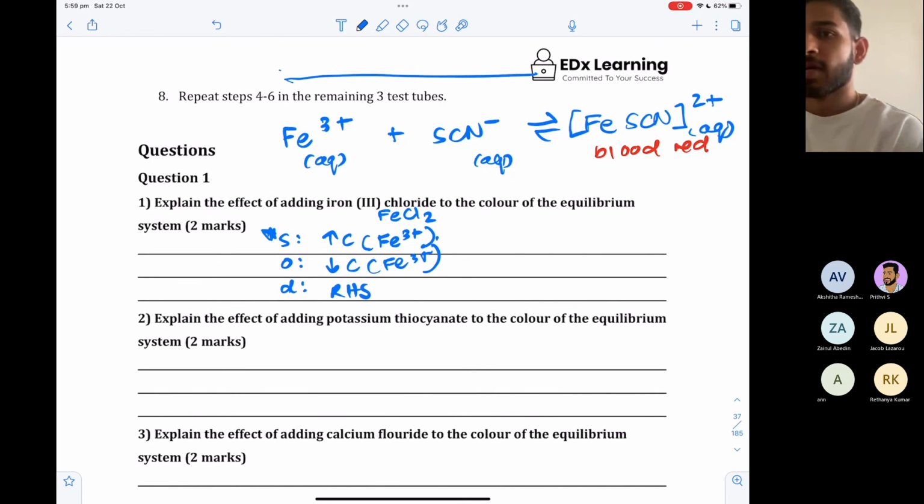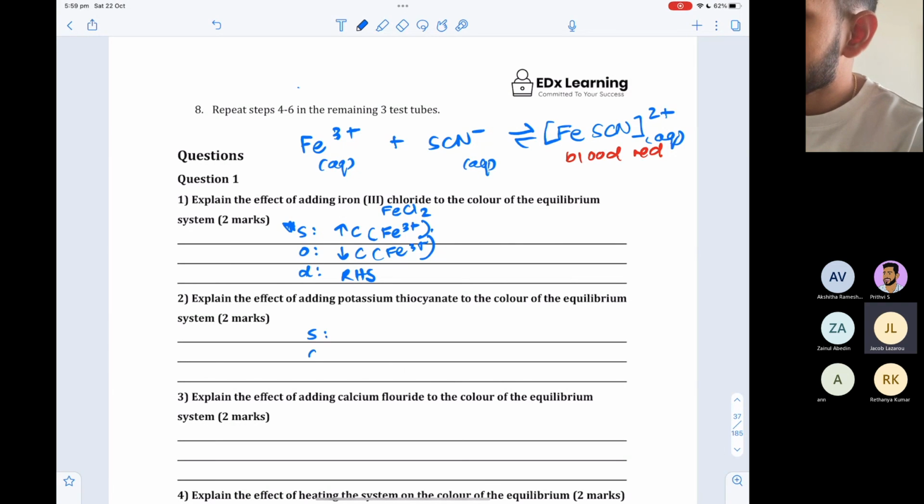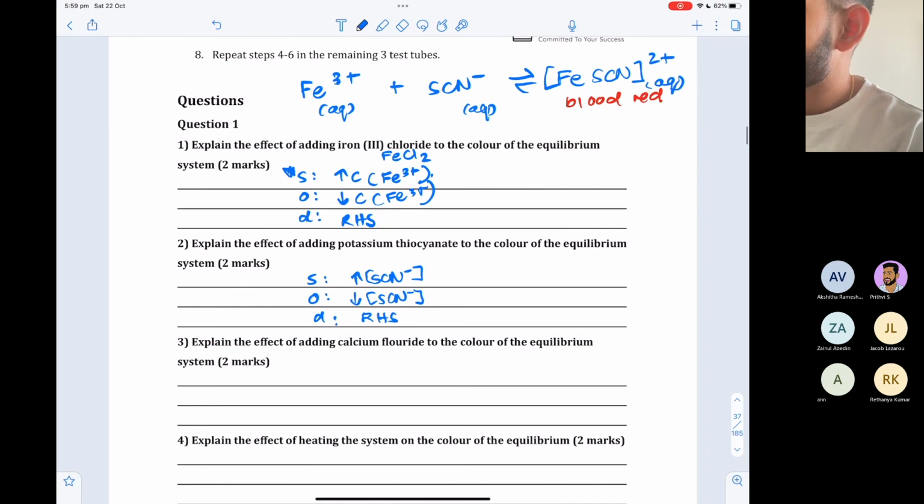Good. Next, let's go to Jacob. Question 2. Just tell me what stimulus, opposite, and direction. So it'd be an increase in concentration of the thiocyanate. Good. And then opposite would just be a decrease in thiocyanate. Good. And then direction would shift to the right. Very good. Perfect. All right.